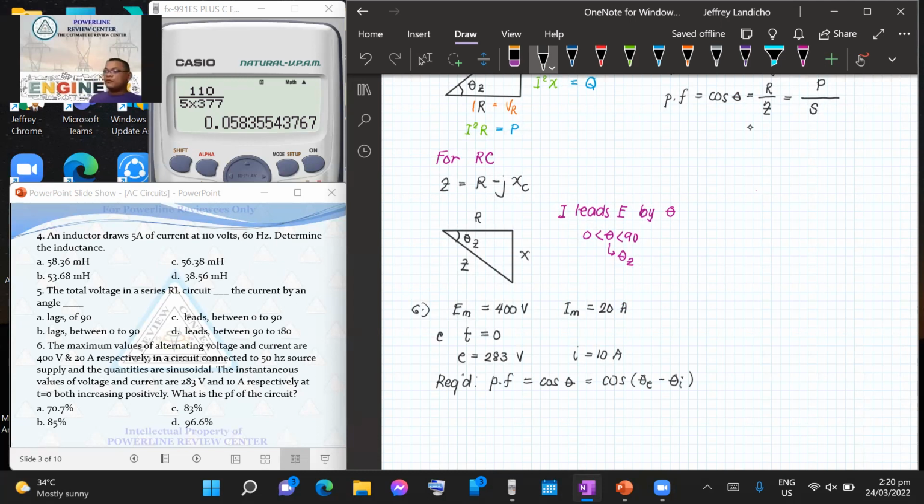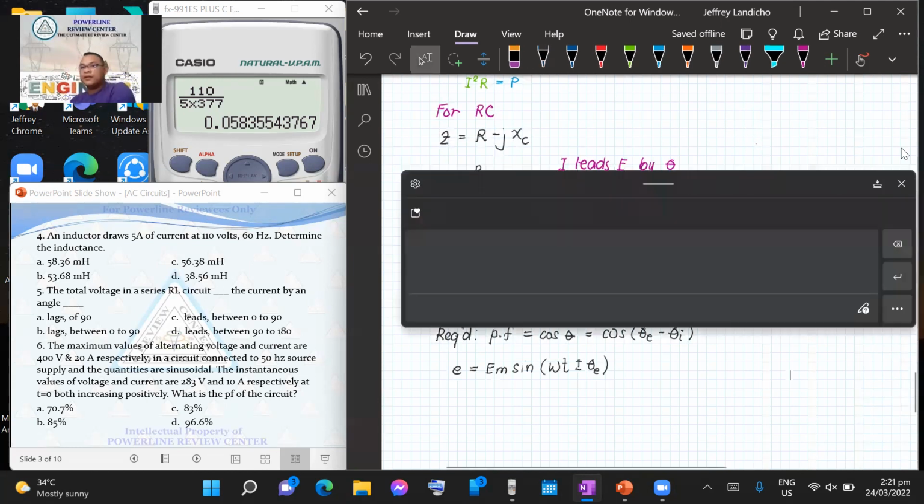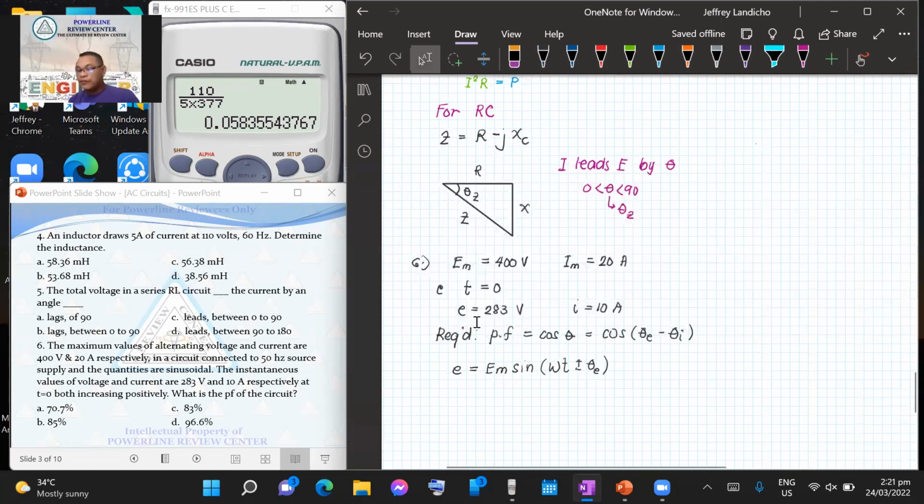So, paano ba natin kukunin yung ating phase angle? Simple lang. Kunin natin from our general equation for instantaneous value of your voltage, which is equivalent to E sub M sine of omega t plus or minus theta sub t. So using this equation, you have the instantaneous value, which is 283. Kailan yon? At time equal to 0. So you substitute to this value and we have the maximum. So makakompute natin ano yung kanyang phase angle.